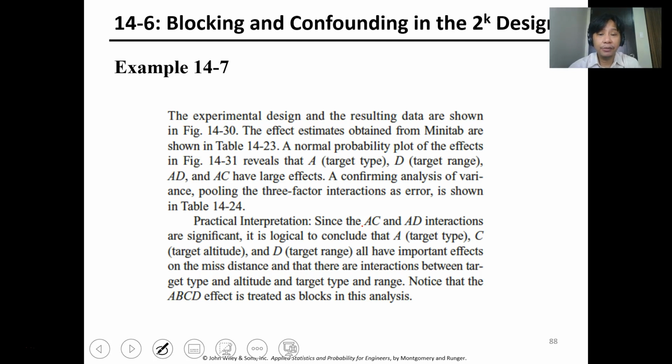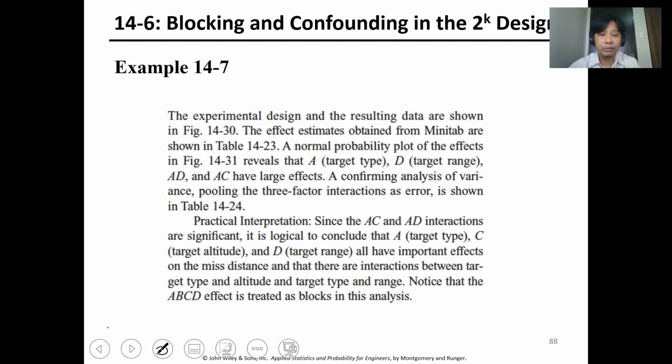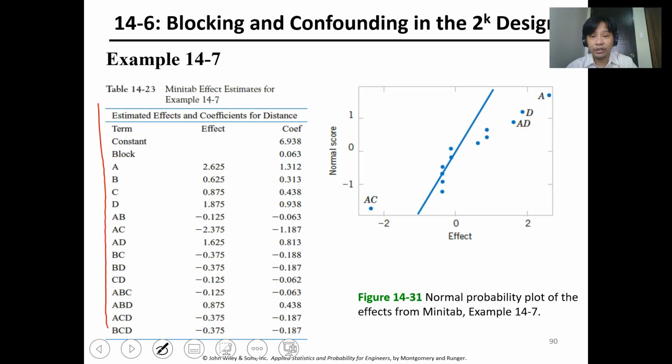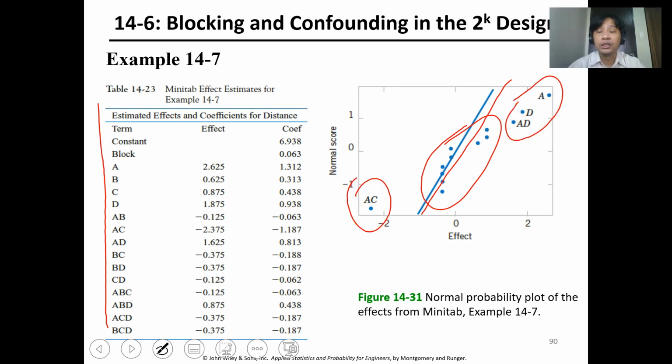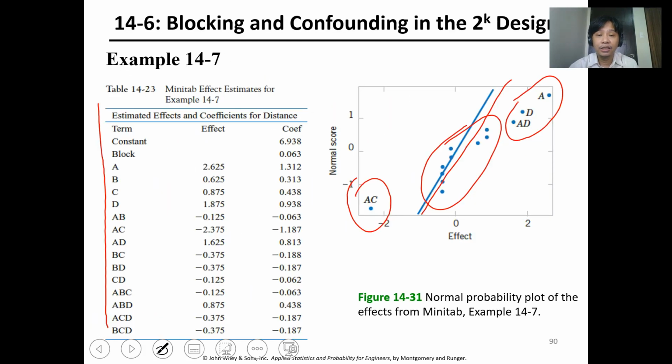Now, the effect estimates obtained from Minitab are shown in table 14-22. So, here are the effect estimates. What can we say about them? The normal probability plot of the effects is in figure 14-31. You can see the linear trend followed by most of the points, while the 4 effects A, D, AD, and AC are off the track. They are not on the linearized normal probability plot, and we can say they have a large effect on the variability.